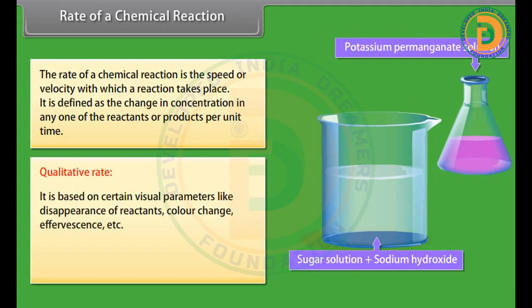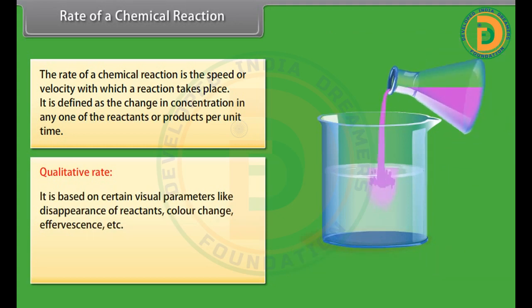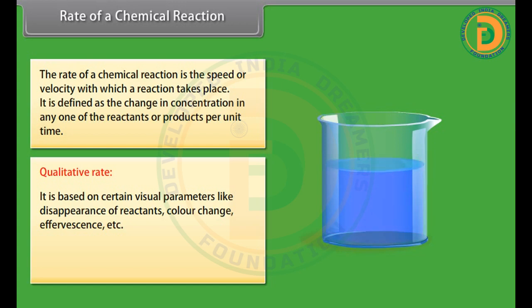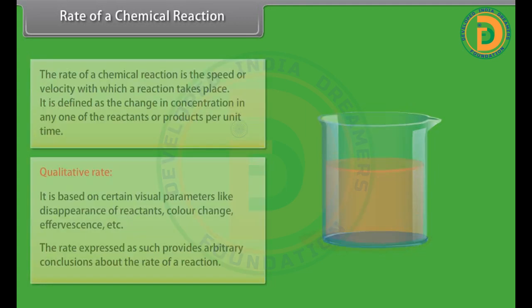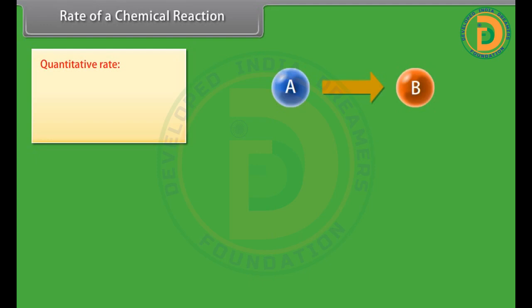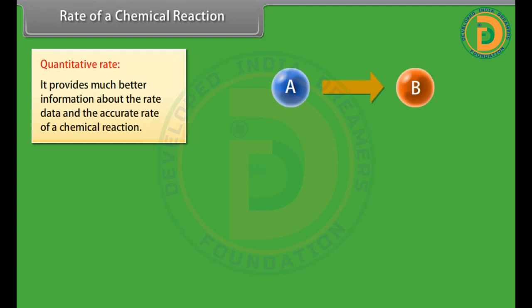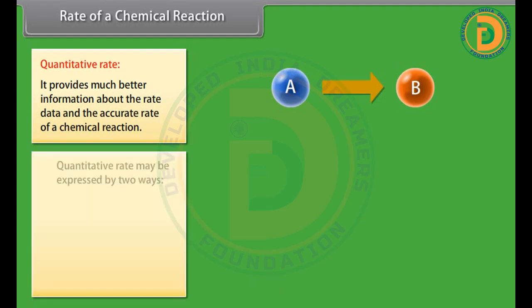Qualitative rate. It is based on certain visual parameters like disappearance of reactants, color change, effervescence, etc. The rate expressed as such provides arbitrary conclusions about the rate of a reaction. Quantitative rate. It provides much better information about the rate data and the accurate rate of a chemical reaction. Quantitative rate may be expressed in two ways.